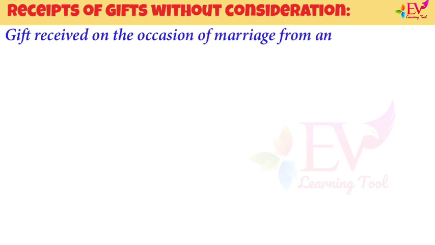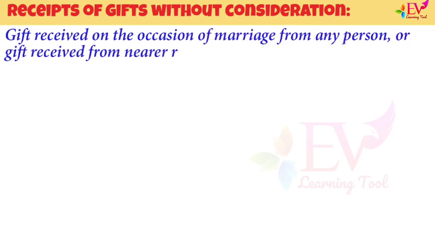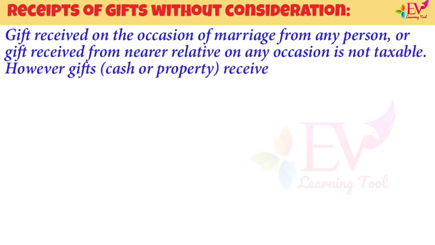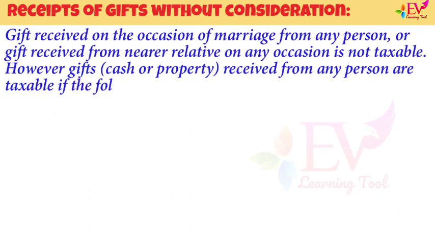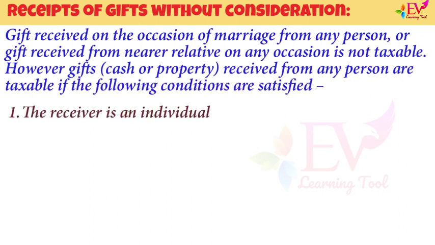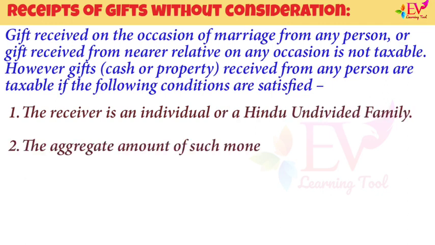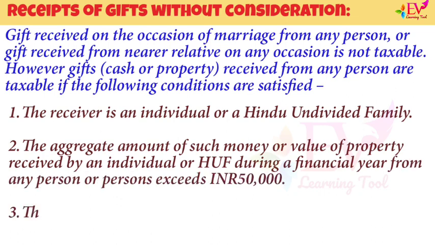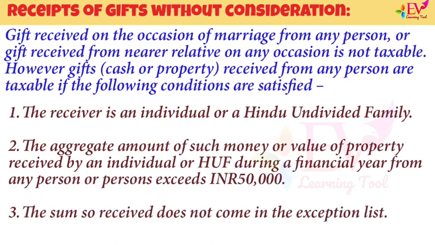Receipts of gifts without consideration. Gift received on the occasion of marriage from any person, or gift received from a near relative on any occasion, is not taxable. However, gifts, cash or property, received from any person are taxable if the following conditions are satisfied. 1. The receiver is an individual or a Hindu undivided family. 2. The aggregate amount of such money or value of property received by an individual or HUF during a financial year from any person or persons exceeds 50,000 Indian rupees. 3. The sum so received does not come in the exception list.